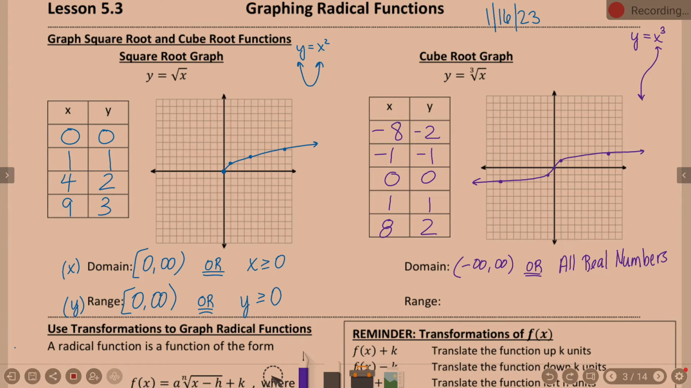What about range? How low do you go, and how high do you go? Negative to positive infinity, because it's going to take a bit, but it is going lower and going higher. So domain and range are both going to be negative infinity to positive infinity, or all real numbers.